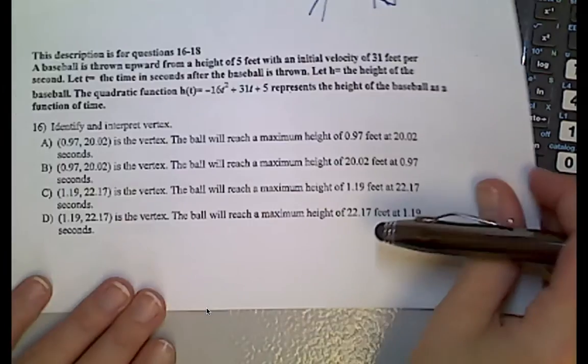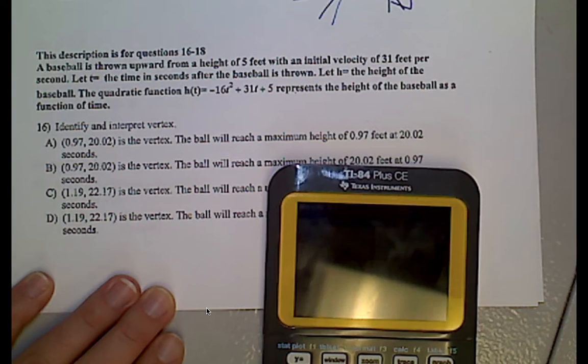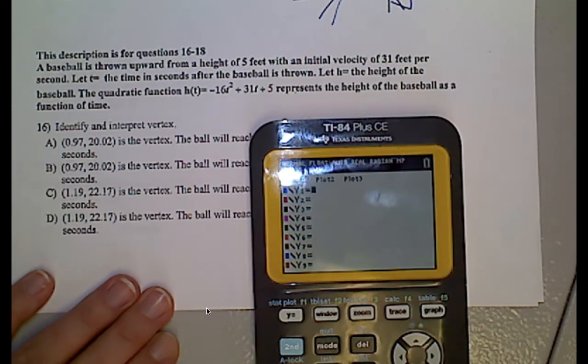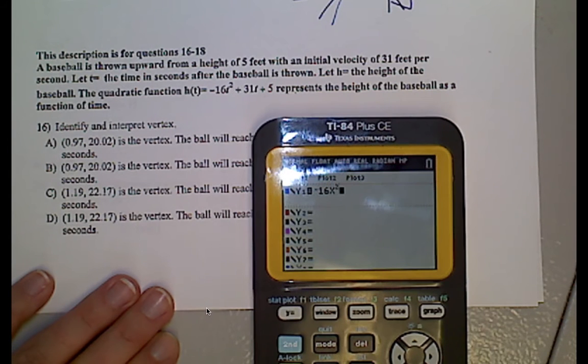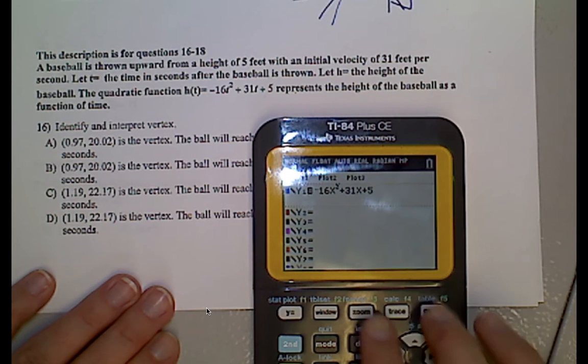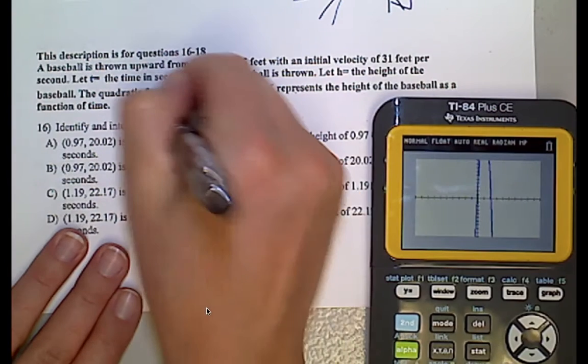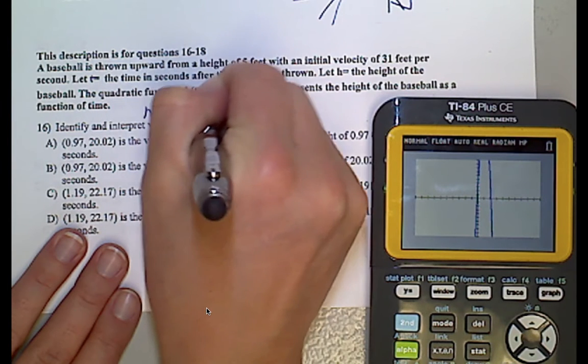Okay? These right here, you're going to have to type in your calculator. So if you go to y equals, clear it out, and we do negative 16x squared plus 31x plus 5, and I do zoom 6, I'm going to see what it looks like. A lot of people say we made a mistake because you don't actually see the vertex. And the vertex is just a fancy word for the max or the min.